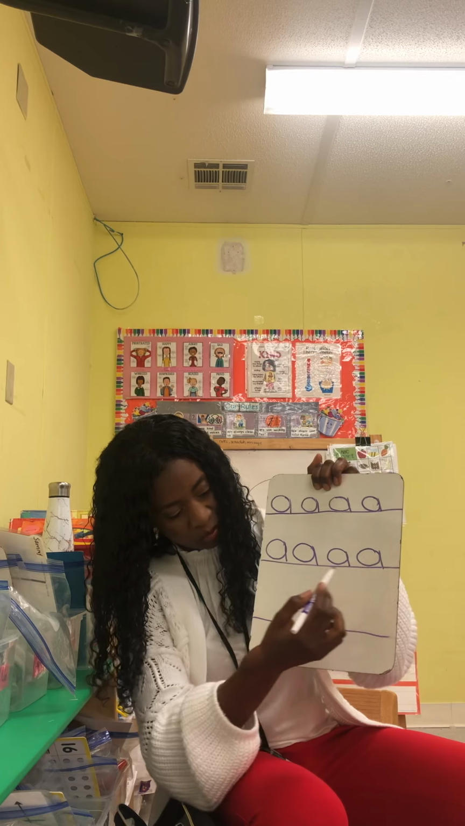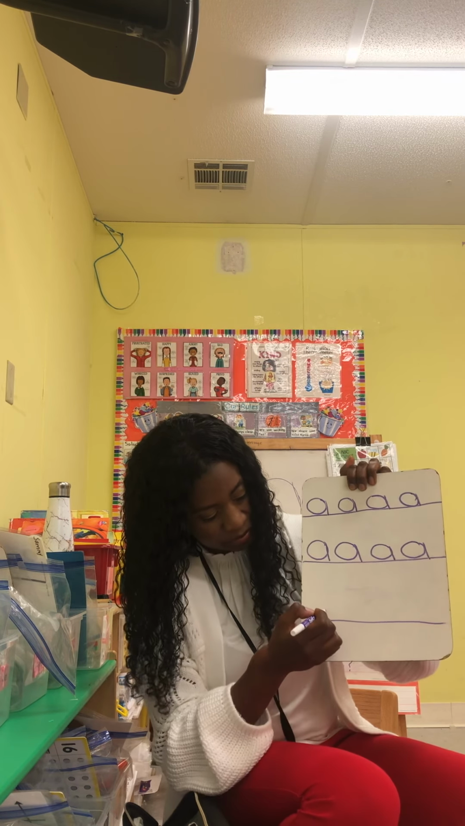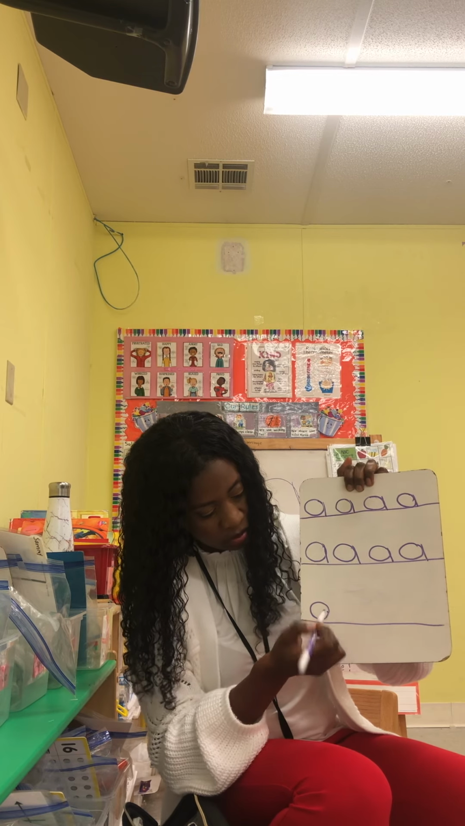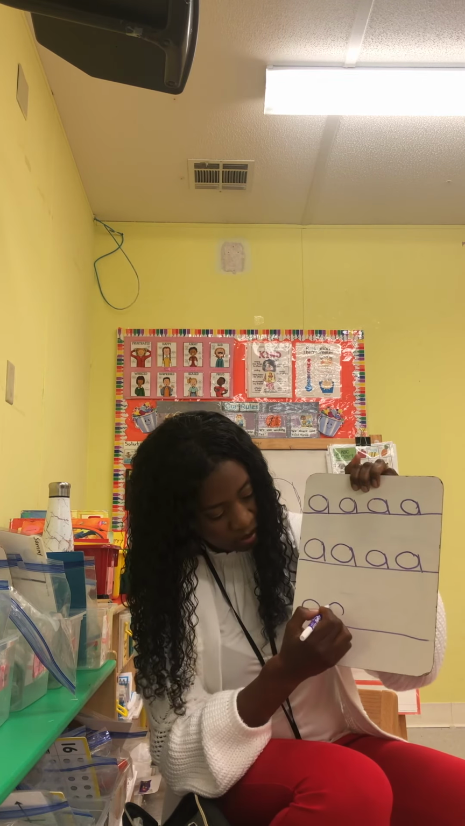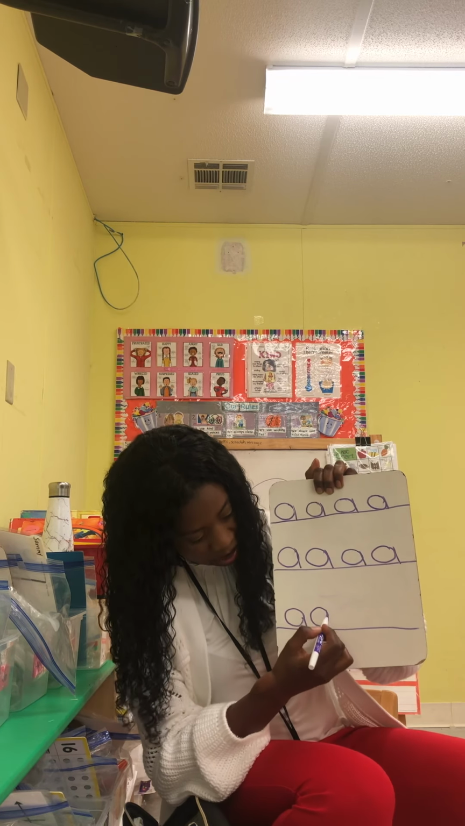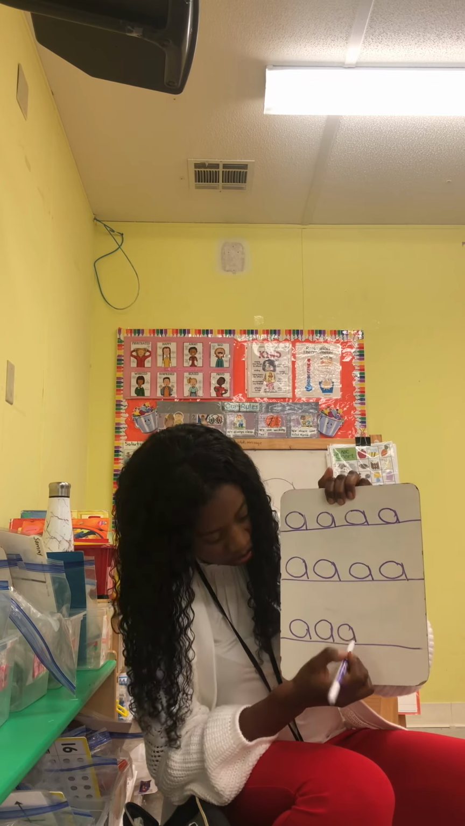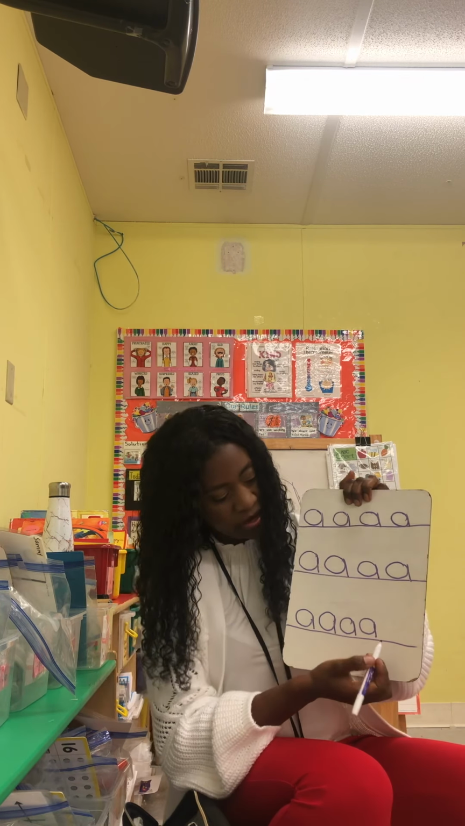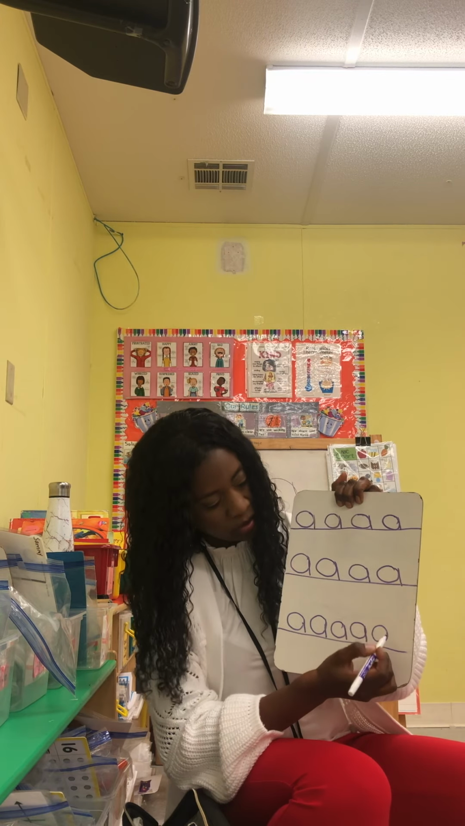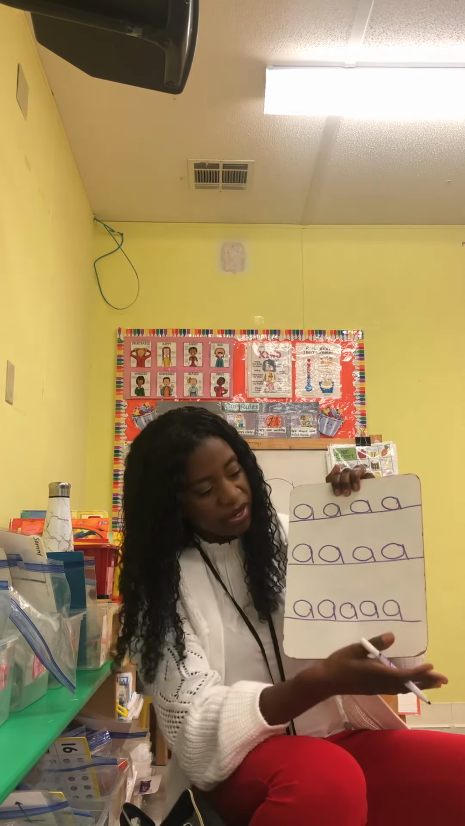I ran out of space, so I'm going to go back to the left side on the next line. Again, around, around, around, close, down on the right side. Around, around, around, close, down on the right side. I ran out of space, so I'm going to stop there.